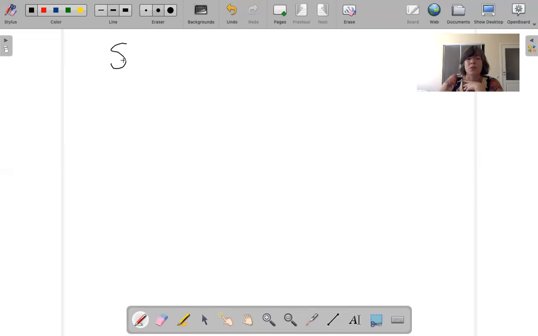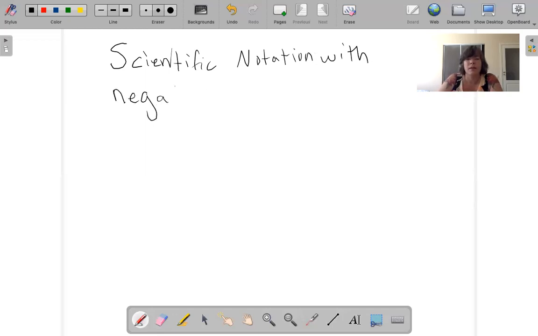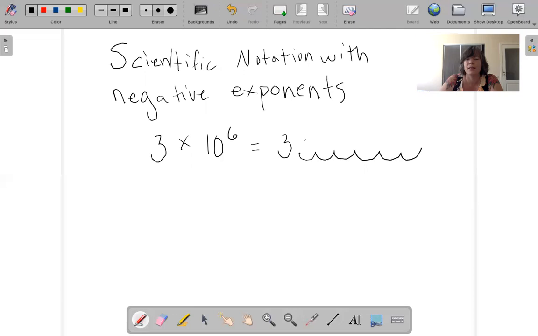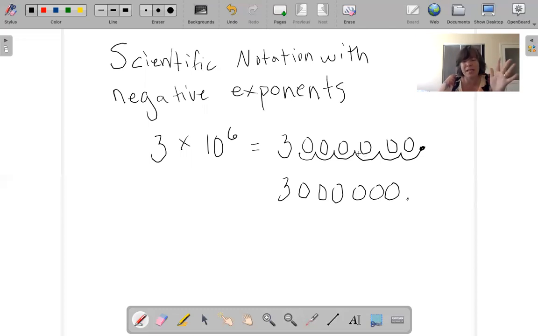Now, let's do some scientific notation with negative exponents. Everybody remembers 3 times 10 to the 6th is 3. 1, 2, 3, 4, 5, 6. And then I'd like you to rewrite it down here. Because I've been teaching math for a while. Sometimes people get really messy with these, and I can't really tell how many zeros they have. So just rewrite it for me.